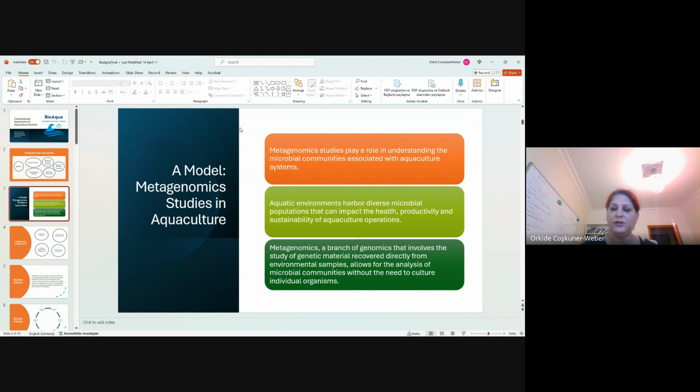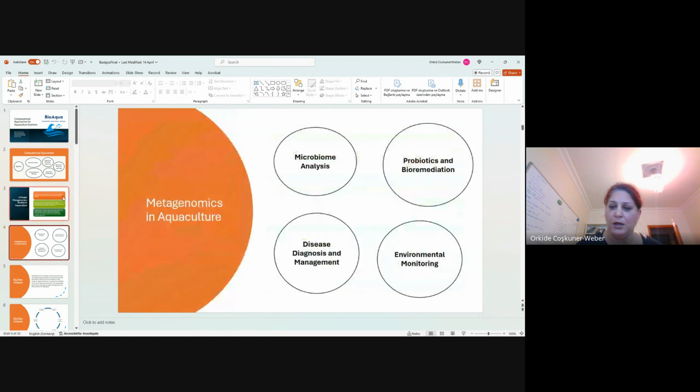When we look at the relationship between metagenomics and aquaculture systems, metagenomics can be useful in microbiome analysis. Metagenomics enables us to characterize the composition, diversity, and function of the microbial communities present in aquaculture systems by sequencing and analyzing the microbiome of water, sediment, and organisms in aquaculture environments. We gain insights into the interactions between microorganisms, host organisms, and the surrounding ecosystem.